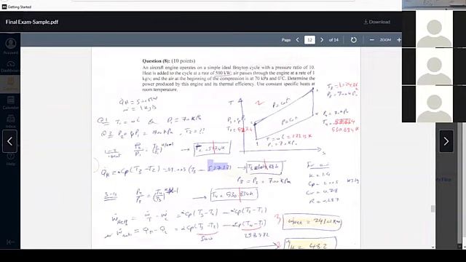W net is W turbine minus W compressor, which is m Cp delta T minus m Cp delta T. Turbine is 3 to 4, compressor is 1 to 2. Remember, this is a T-s diagram. Or Q high minus Q low, m Cp delta T.